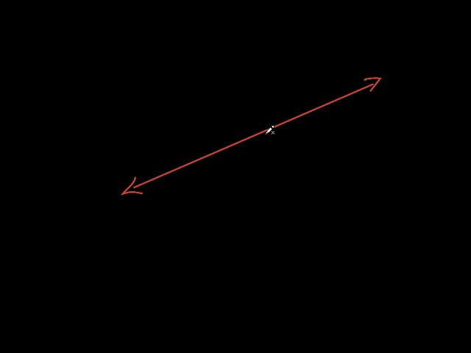What if I don't have any points on here? What if I don't know any points? Now, there's a bunch of points on here. Don't get me wrong, okay? There's an infinite number of points. There's too many points to even count. That's what infinity is. But they're not all labeled. In fact, none of them are labeled. So what if none of the points on here are labeled? How could I name this line?